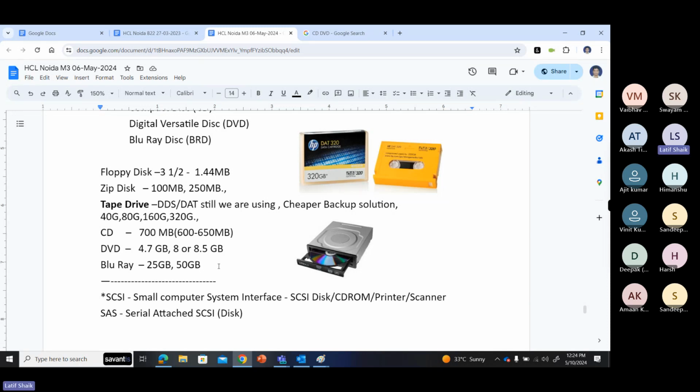And the Blu-rays came into the market, but Blu-ray did not become a hit for everybody's use, like CD and DVD. So why is that? Because the empty Blu-ray disk itself is very costly. And second, the disk writer and disk reader for Blu-ray are also costly.